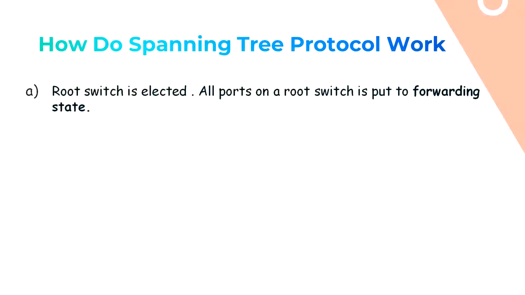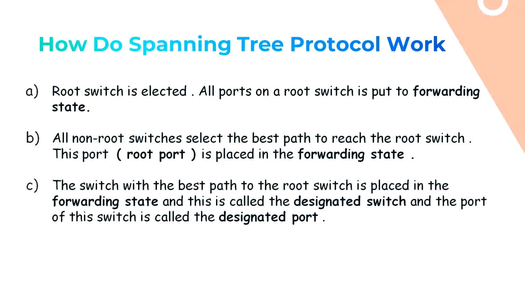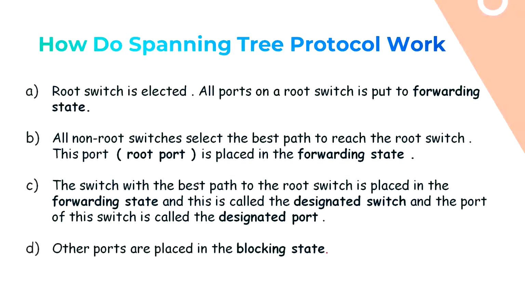All ports on a root switch are put to the forwarding state. All non-root switches select the best path to reach the root switch. This port, which is the root port, is placed in the forwarding state. The switch with the best path to the root switch is placed in the forwarding state, and this is called the designated switch, and the port of this switch is called the designated port. All other ports are blocked.